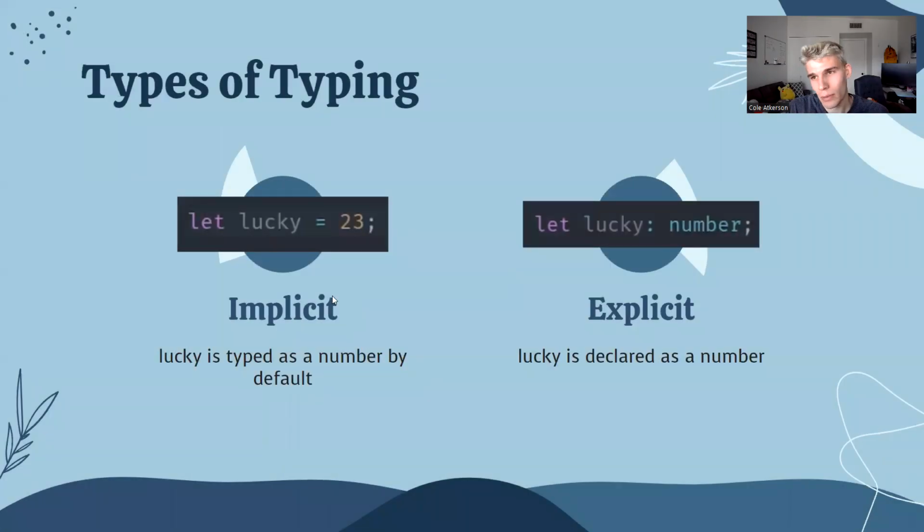Types of typing, there's implicit and explicit. It's as simple as this. This lucky is inferred as a number because it's equal to 23, or you can explicitly say that lucky is of type number.